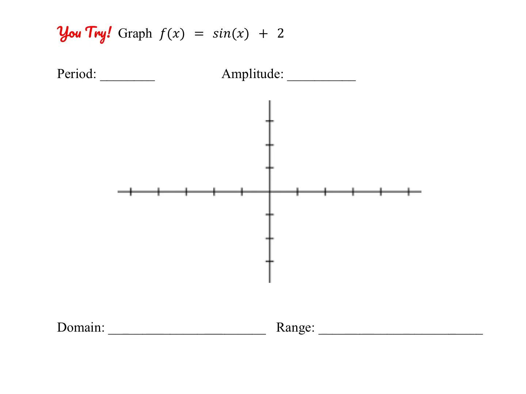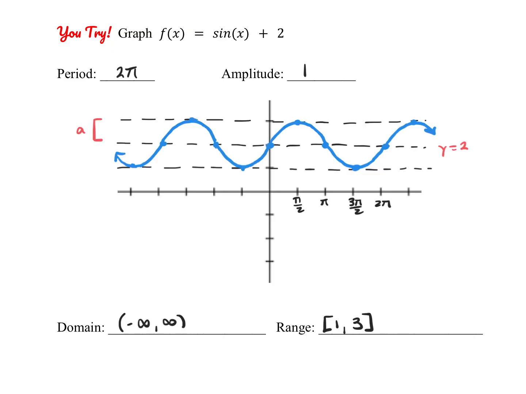All right, go ahead and pause the video and see if you can try this one on your own. All right, so for this graph, you can see that our change is that our graph has been shifted up 2. So you can see that my midline is now at y equals 2, and I went up 1 and down 1 to get my max and min, and my period is still 2 pi, so I scaled by pi over 2. And then I just follow my pattern, up, middle, down, middle, and I have my domain and range below.